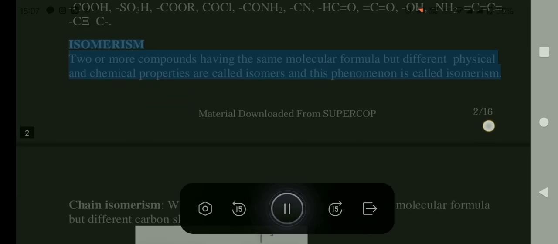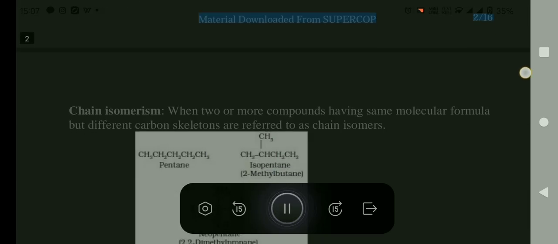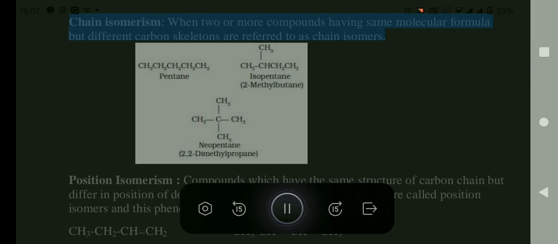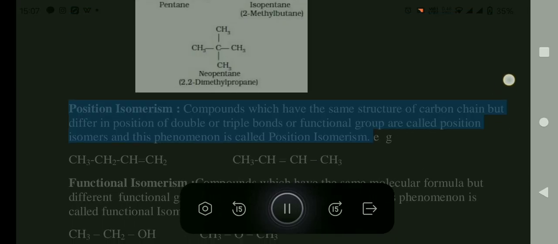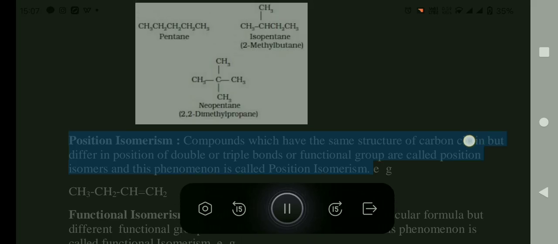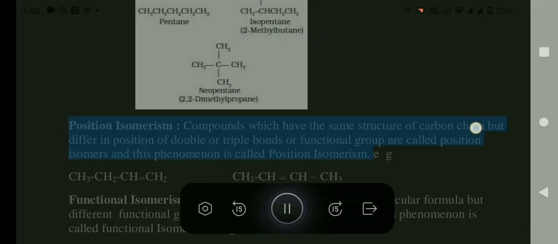Isomerism. Two or more compounds having the same molecular formula but different physical and chemical properties are called isomers, and this phenomenon is called isomerism. Chain isomerism. When 2 or more compounds having the same molecular formula but different carbon skeletons, they are referred to as chain isomers. Position isomerism. Compounds which have the same structure of carbon chain but differ in position of double or triple bonds or functional group are called position isomers, and this phenomenon is called position isomerism.